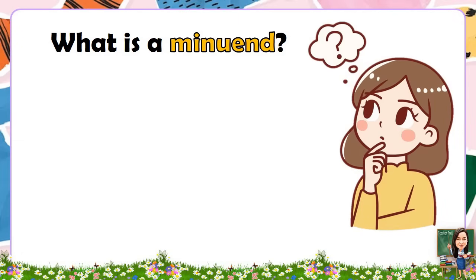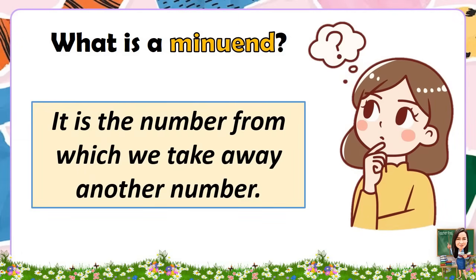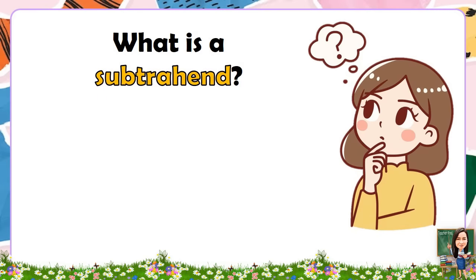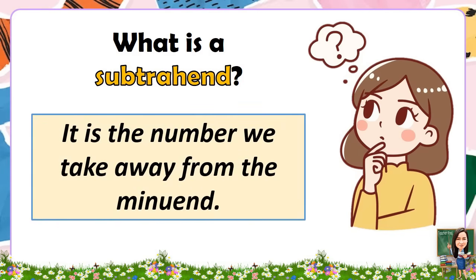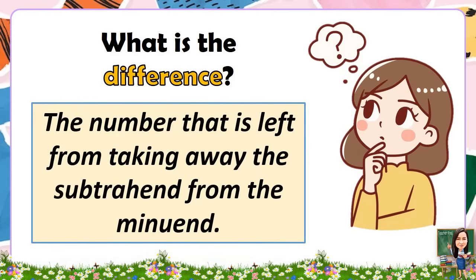What is a minuend? A minuend is the number from which we take away another number. What is a subtrahend? A subtrahend is the number we take away from the minuend. And what is the difference? The difference is the number that is left from taking away the subtrahend from the minuend.